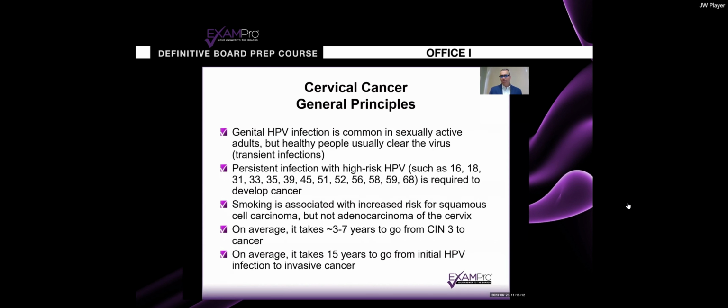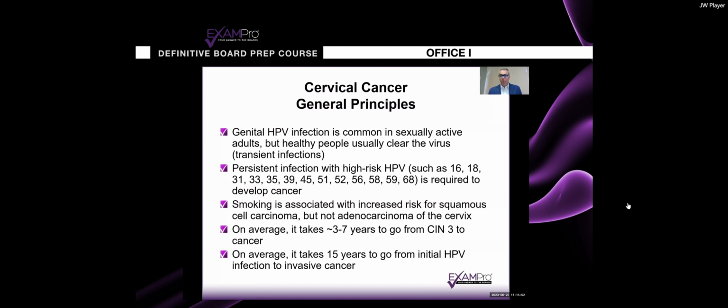So HPV infection is common in sexually active adults. Healthy people do usually clear the virus. It's usually a transient infection in comparison to some other infections like HSV, which are lifelong. Persistent infection over a prolonged period of months or years with high-risk HPV types, of which we've listed many of them here, is really what we believe is required to develop cervical cancer. Smoking is associated with increased risk for squamous cell carcinoma, but it's not really associated with adenocarcinoma of the cervix. On average, this is a slowly progressing condition.